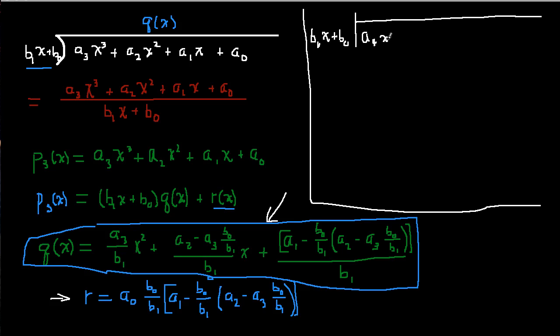divided into a fourth order polynomial, okay, divided into a polynomial that looks like a sub 4 x to the fourth plus a sub 3 x cubed plus a sub 2 x squared plus a1 x plus a0.